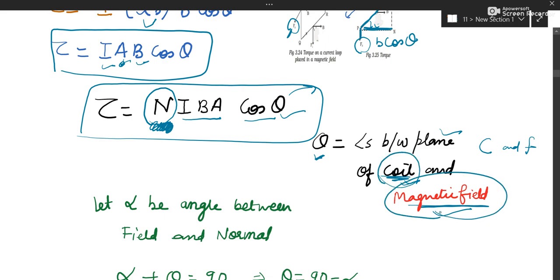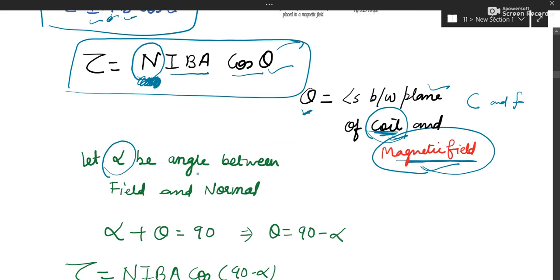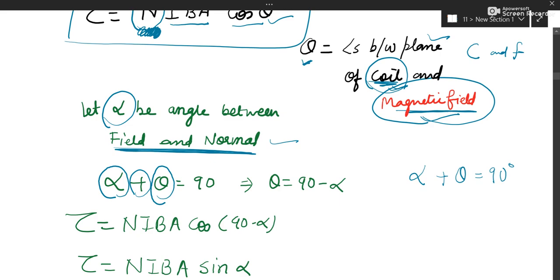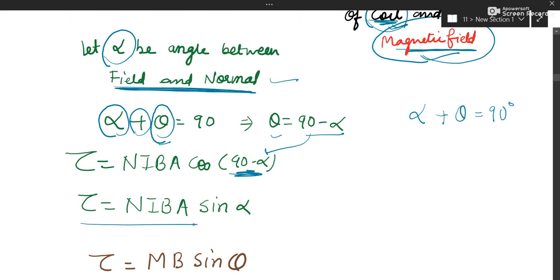It's very important, right? Now suppose alpha is the angle between the field and the normal. We have talked about this type of angle in the chapter electrostatics when we dealt with flux. So we already know the sum of the angle between field and normal and the angle between coil and field is 90. So theta is 90 minus alpha. So in place of theta I am putting 90 minus alpha. So cos of 90 minus alpha will change into sin alpha.